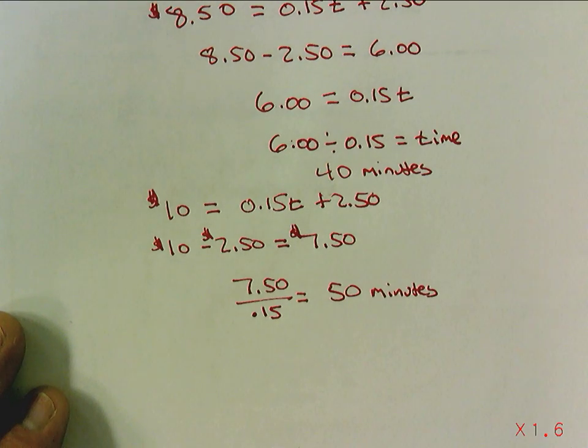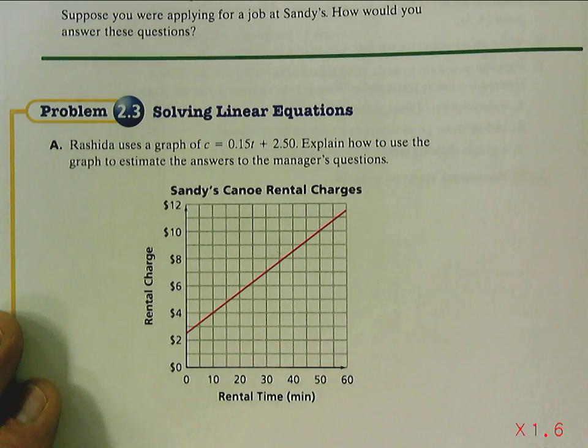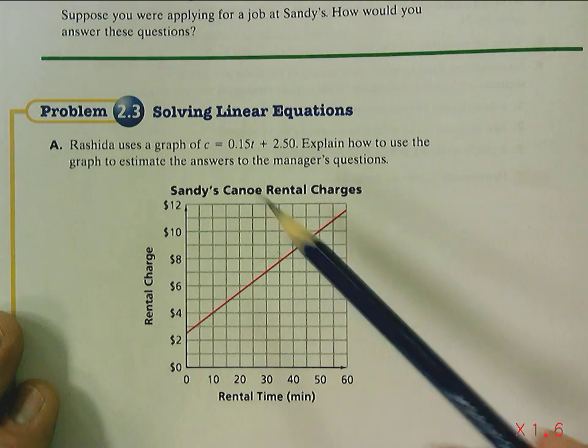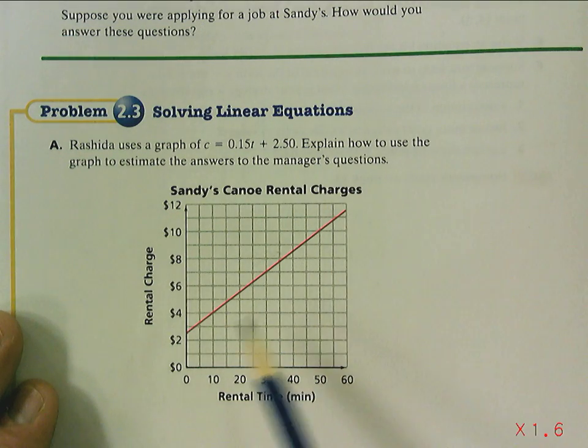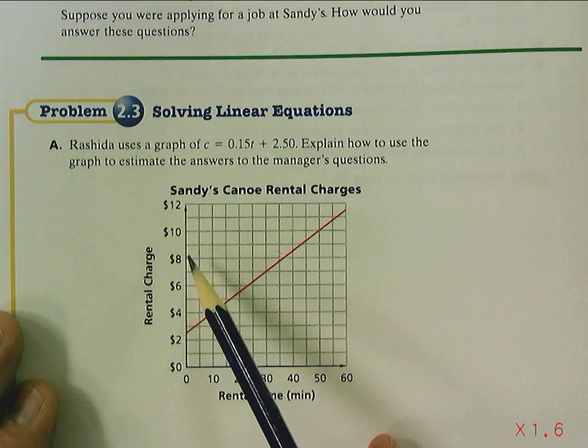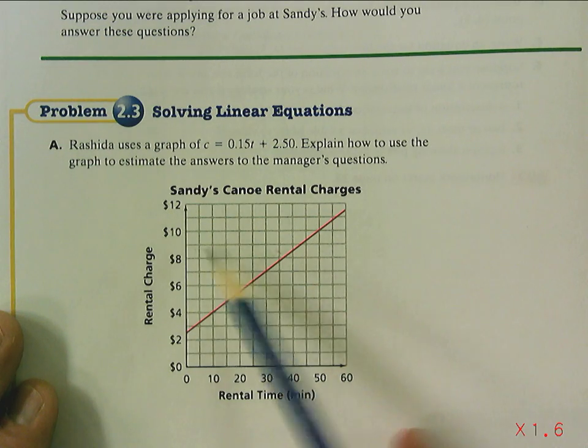So using the graph in 2.3a, we can again answer those questions just following the line and using the intersections of the different points.